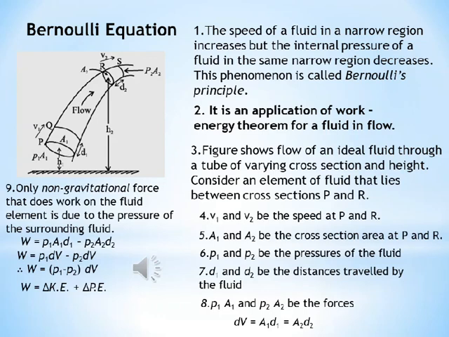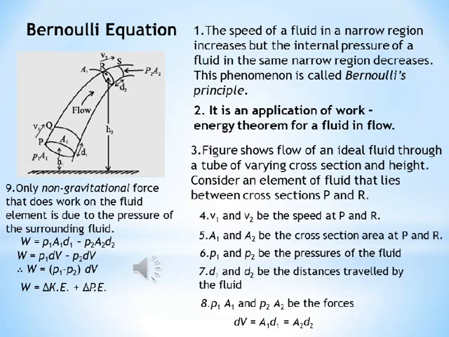Now what is A1 D1 and what is A2 D2? We have said it is nothing but dV. So we are going to put dV instead of A1 D1 and A2 D2. So you are getting W as P1 dV minus P2 dV. We can take dV outside as it is common in both terms. So you are getting W is equal to (P1 minus P2) into dV. So it is completely depending on the pressure and no other term.